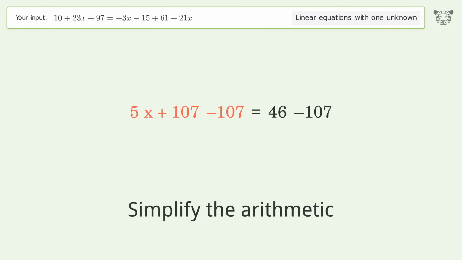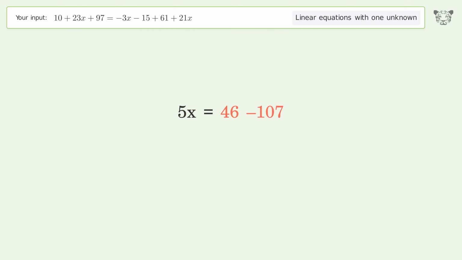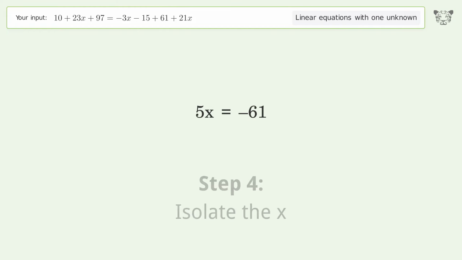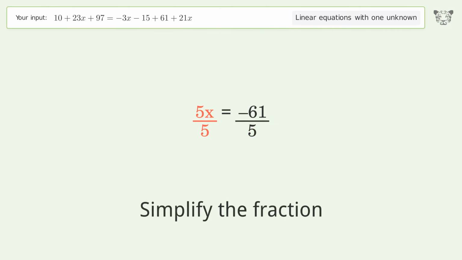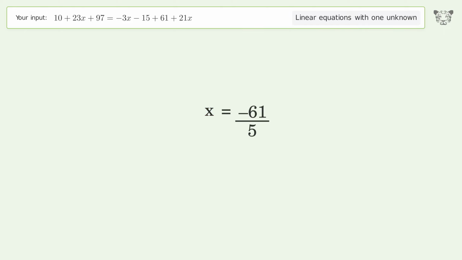Simplify the arithmetic. Isolate the x. Divide both sides by 5. Simplify the fraction. And so the final result is x equals -61/5.